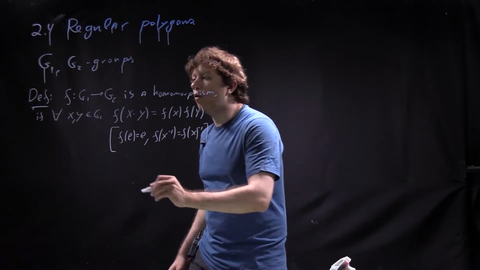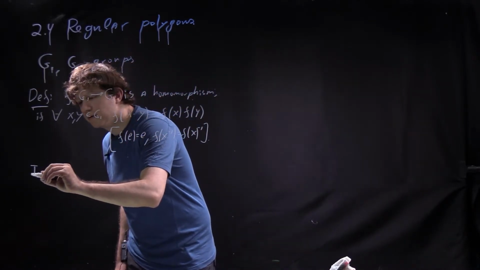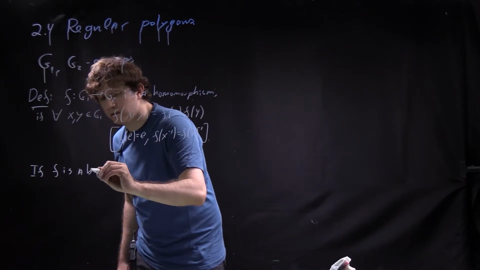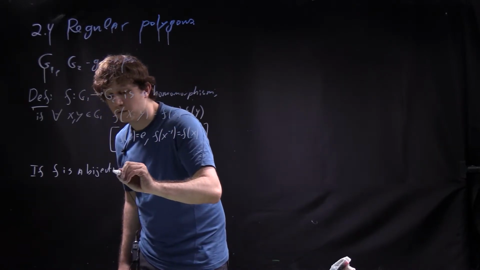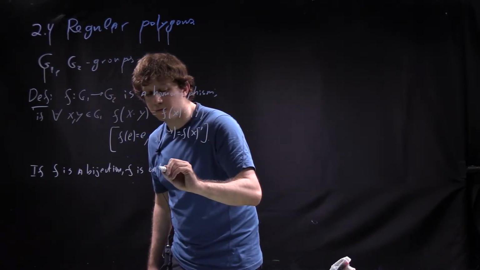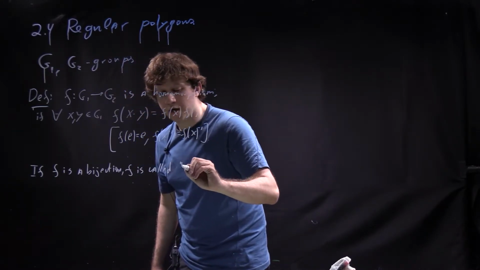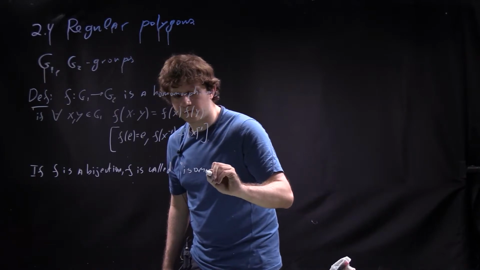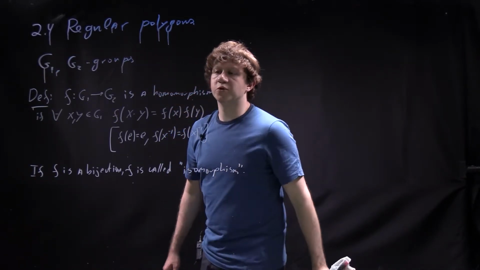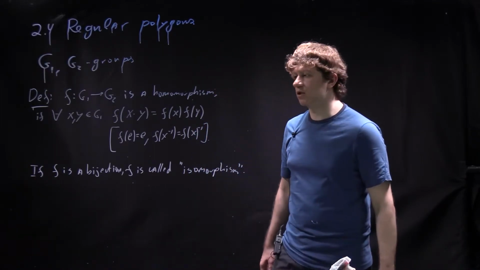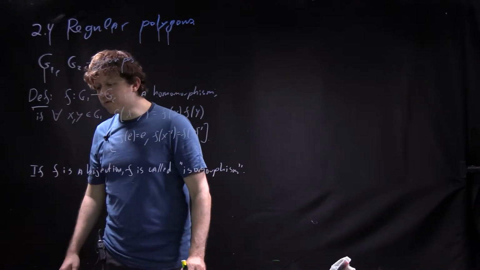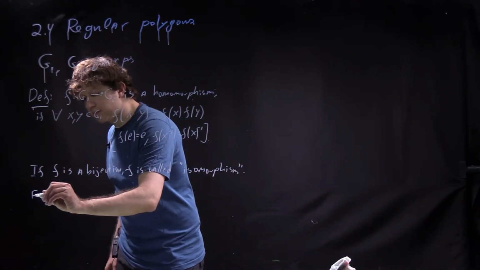And a homomorphism, if F is a bijection as well, F is called an isomorphism. So let's see what examples of homomorphisms, isomorphisms, and so on we had before. Here is the first example. A couple of examples.